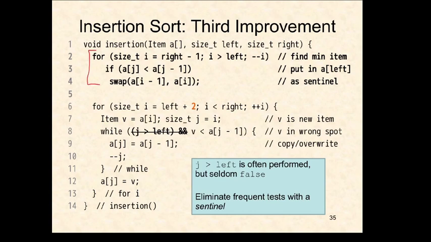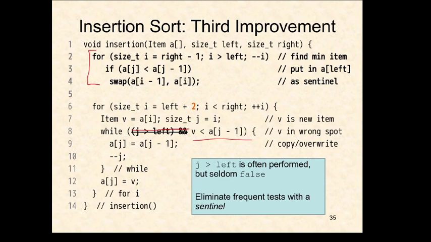We've got the smallest value at index 0, so now I can get rid of this j greater than left comparison, because this one will stop me. When j becomes 1, a sub 0 will be the smallest value, and v less than that will automatically be false.